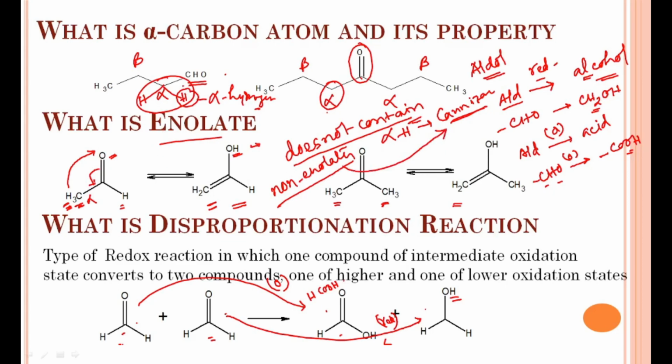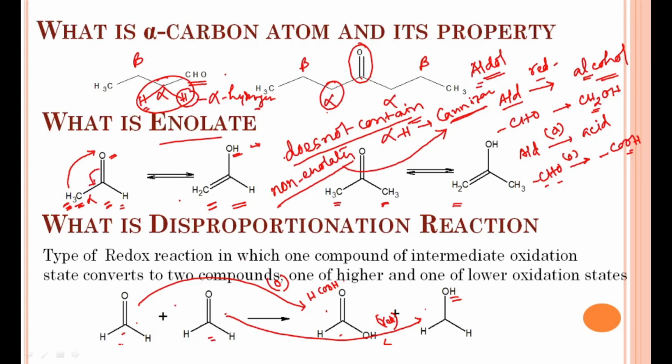I'll repeat it again. If an aldehyde or ketone contains alpha hydrogen, it will not undergo Cannizzaro, it will undergo aldol. If alpha hydrogen is present, then it forms an enolate. No hydrogen, no enolate. So automatically the same thing. Non-enolates will undergo Cannizzaro reaction. Enolates will undergo aldol condensation.